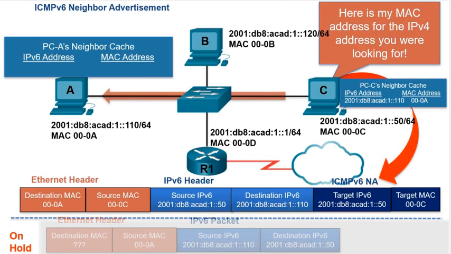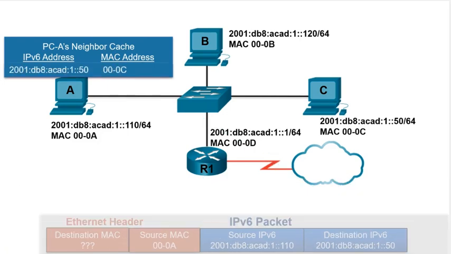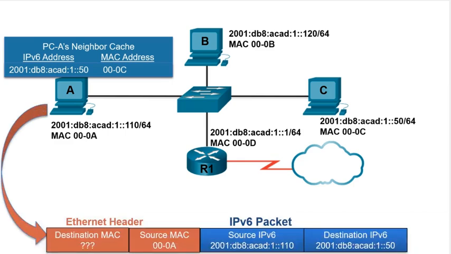The ICMPv6 header includes host C's IPv6 address, which host A already knew, and the associated MAC address that host A was requesting. Host A receives the Ethernet frame, examines the IPv6 address and the MAC address in the ICMPv6 header, and adds it to its neighbor cache. Host A can now take the IPv6 packet off hold. Host A updates the destination MAC address with the address associated with the destination IPv6 address and forwards the frame and IPv6 packet to host C.